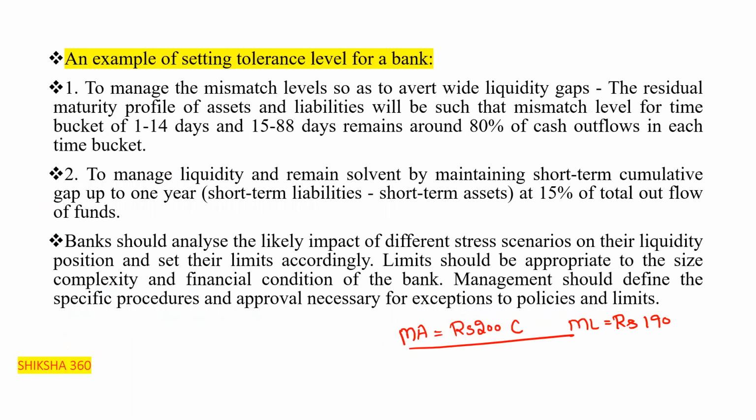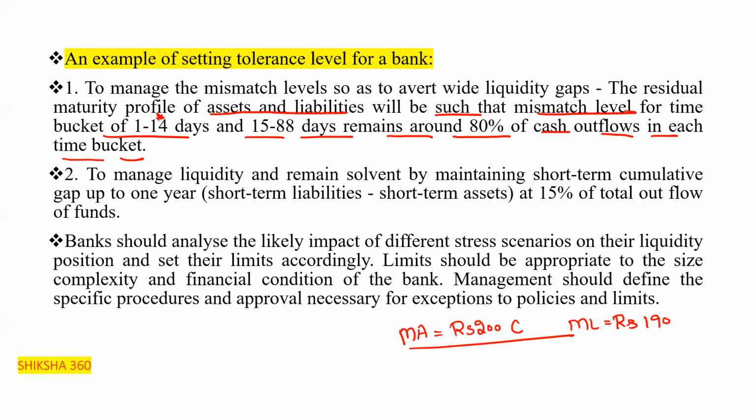So the example of setting tolerance level for a bank is basically to manage the mismatch level so as to avoid liquidity risk. The residual maturity profile of assets and liabilities will be such that the mismatch level for the time bucket of 1 to 14 days and 15 to 28 days remains around 80% of cash outflows in each time bucket.